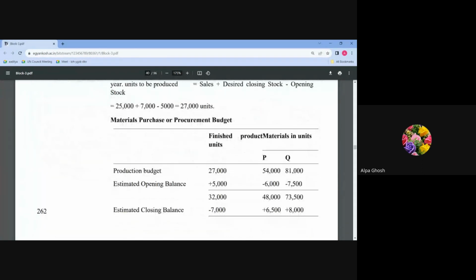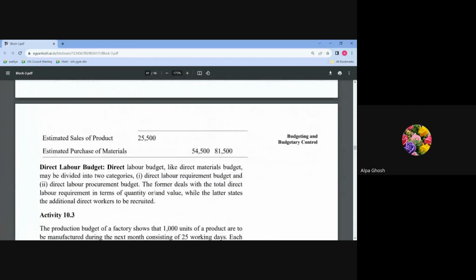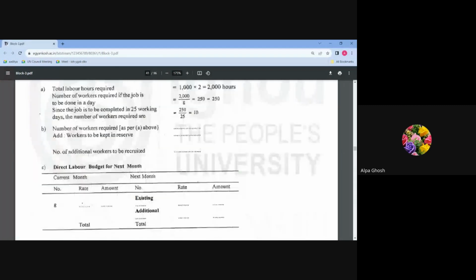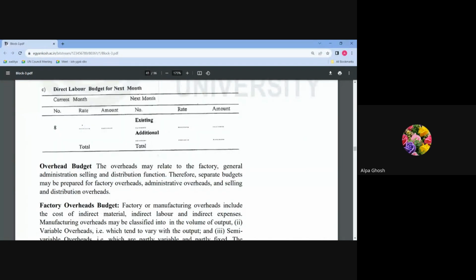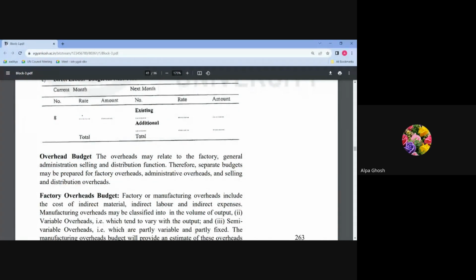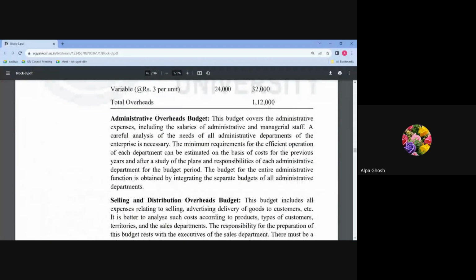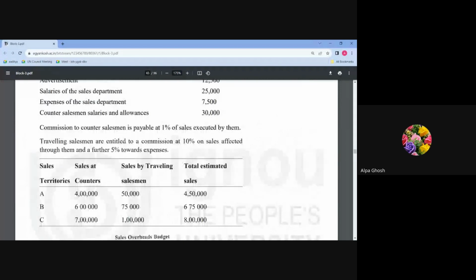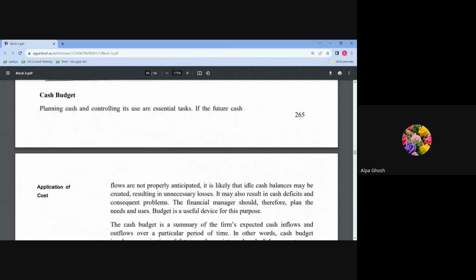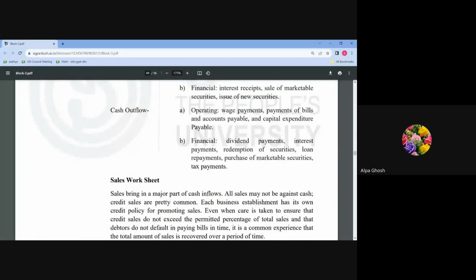So different budgets can be prepared. We cannot go into the detail of these budgets. Budgeting is clear. Budgeting is the estimation, and different formats are given for each type of budget. Kindly go through them, and in case there is any doubt, we can take it up on the last day. Okay, you need to go with a practice.